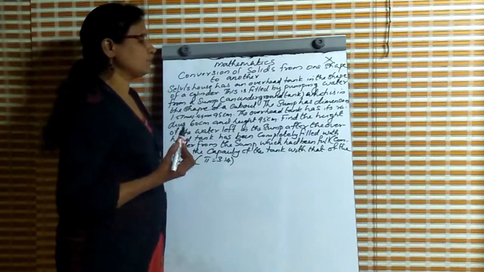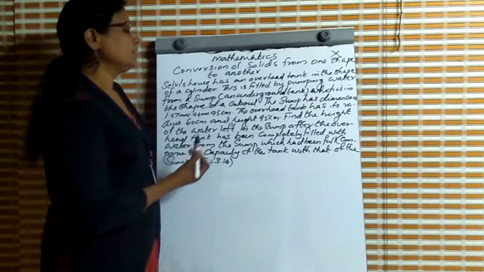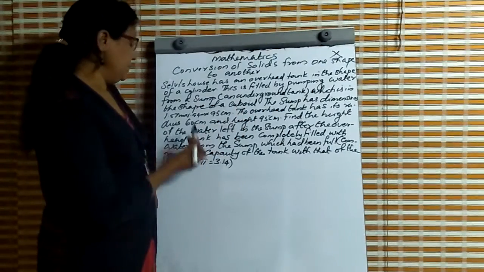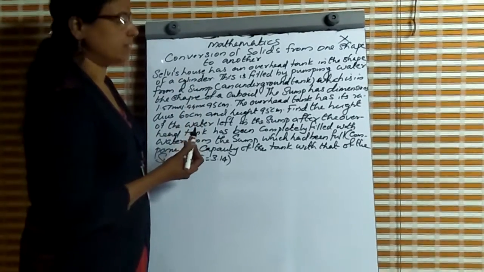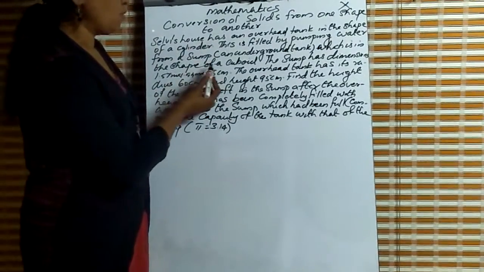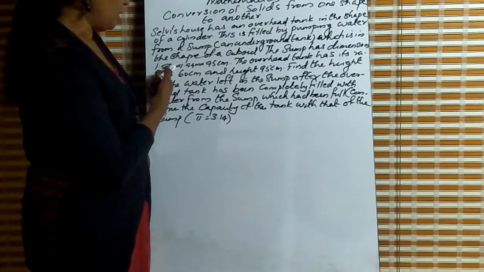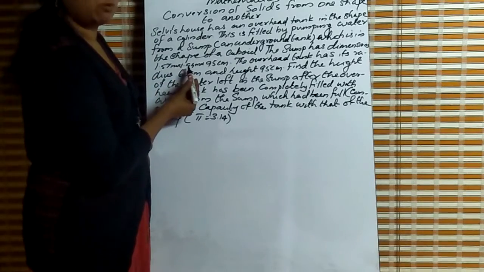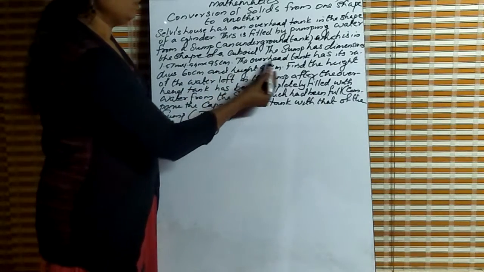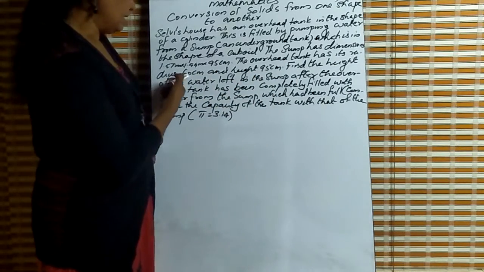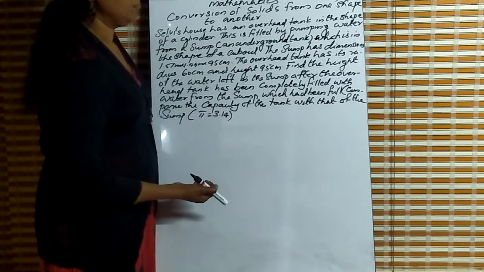Selvi's house has an overhead tank in the shape of a cylinder. This is filled by pumping water from the sump. Sump means an underground tank, which is in the shape of a cuboid. The sump has dimensions 1.57 meter into 1.44 meter into 95 centimeter. The overhead tank has its radius 60 centimeter and height is 95 centimeter.